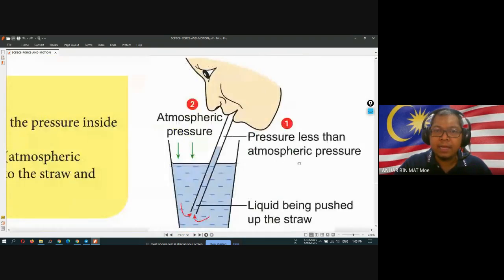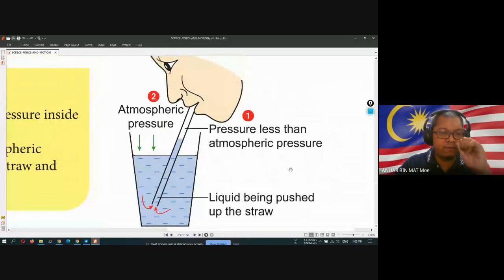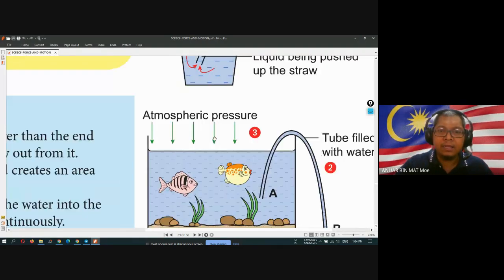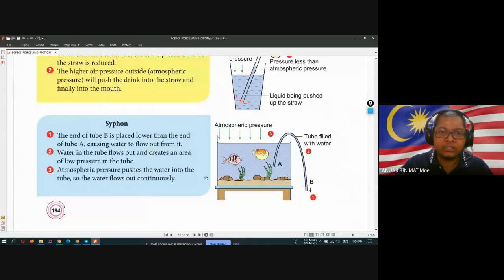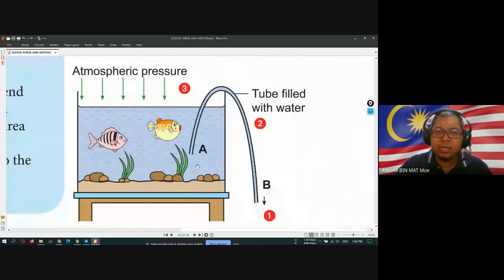And then number three is the straw, the action of the straw. You must try to identify which area has the lowest air pressure and which area has the highest air pressure, and what happened to the water inside the glass or inside the straw when there is a difference in air pressure.